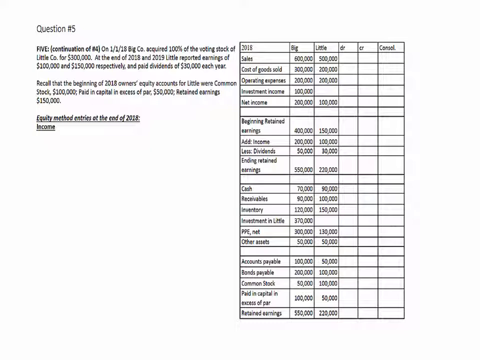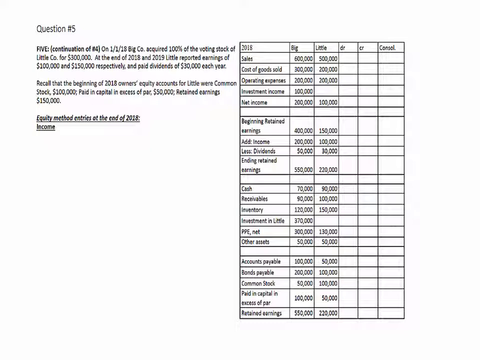So for 2018, the end of the first year of ownership, Little has earnings of $100,000 and pays dividends of $30,000. In 2019, Little reports earnings of $150,000 and pays dividends of $30,000. And there's the trial balances for Big and Little organized into the 5-column worksheet. Let's go ahead and do our equity method entries first.